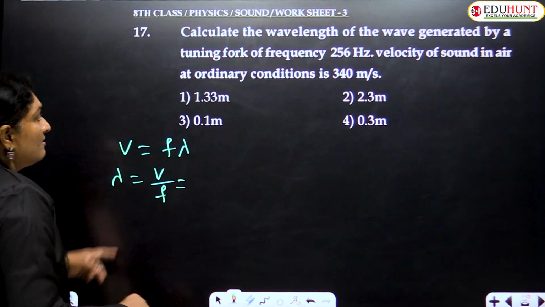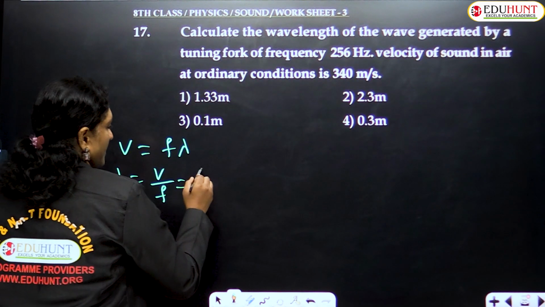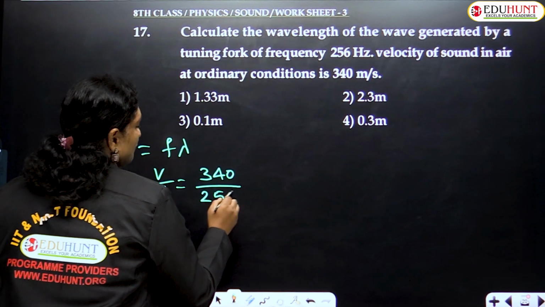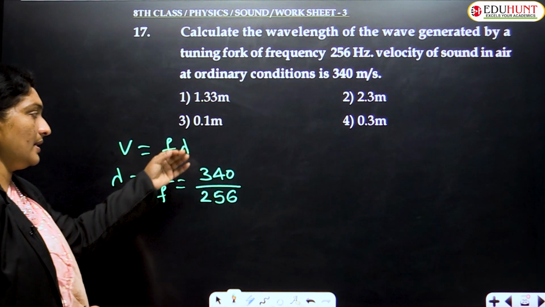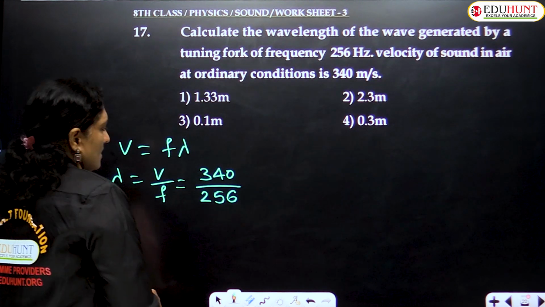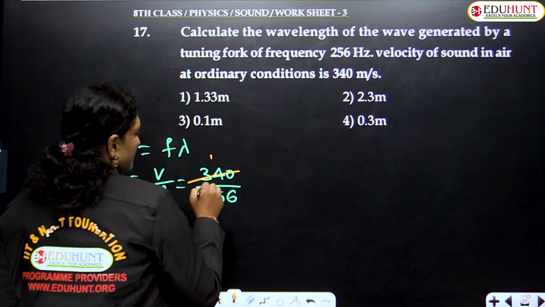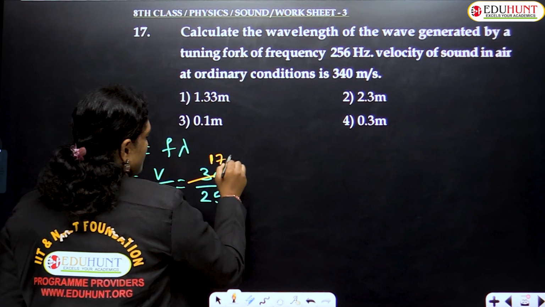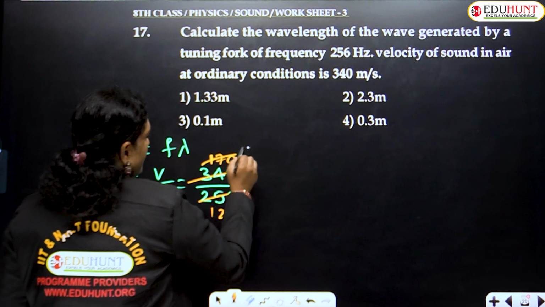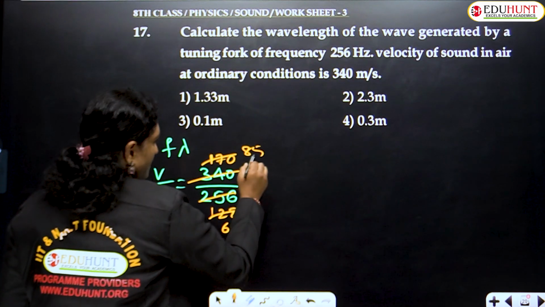by F, where V means velocity of sound in air. How much is that given? 340, and frequency was given as 256 Hz, meter per second and Hertz, both in the SI system. So simplifying this, how much may we get, children? It is something around, I'll check it out. 170, 128. This is again 85, and here it is 64.